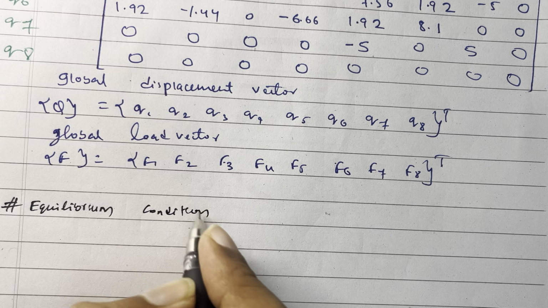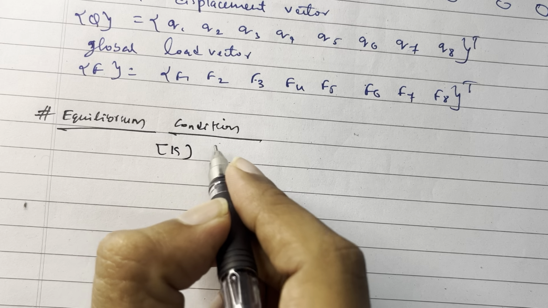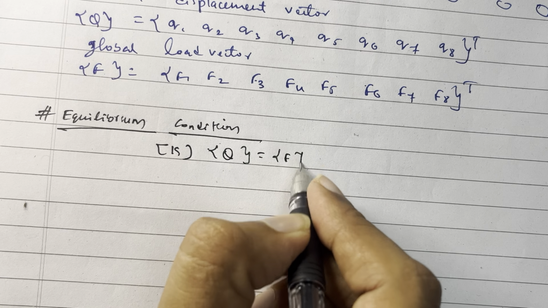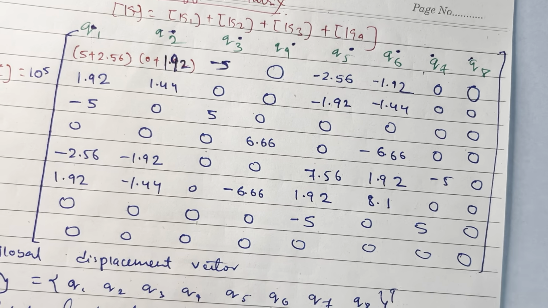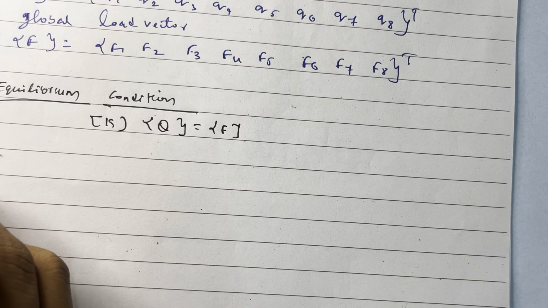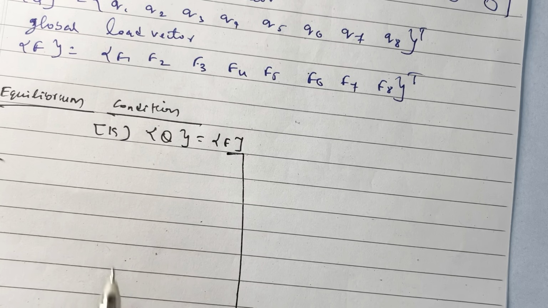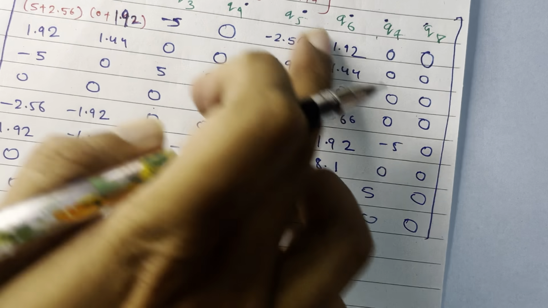Equilibrium condition, that is K q is equal to F. Okay, K means this entire matrix. The same thing we have to write whatever we have here.